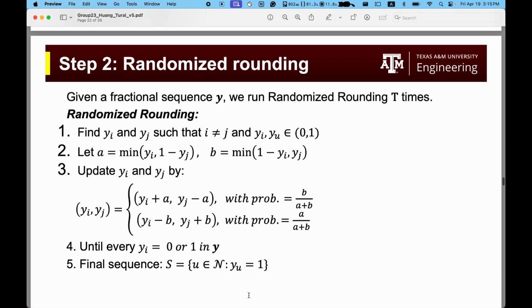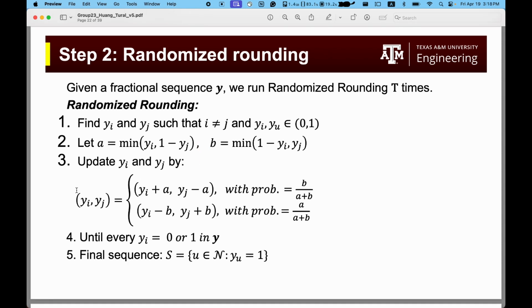Once we have the fraction sequence Y, we run the randomized rounding t times. What is randomized rounding? Basically, in this sequence we pick two different elements, and the values of these two elements are in the range of 0 and 1. Then we compute A and B based on this formula, and we update the values repeatedly until every value in the sequence equals 0 or 1. Then we choose the elements whose value equals 1, and that is how we do the randomized rounding.